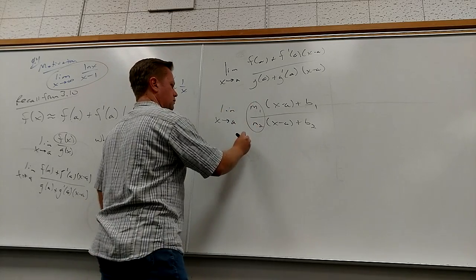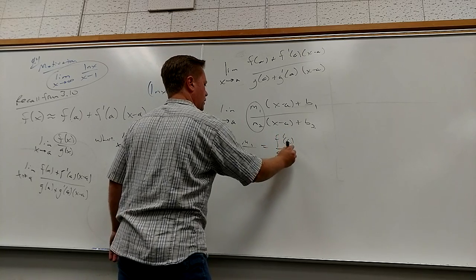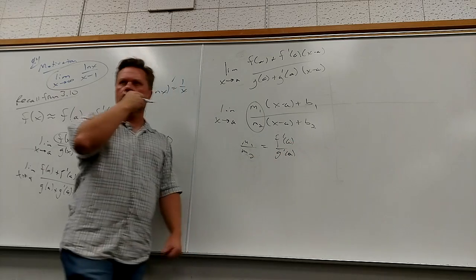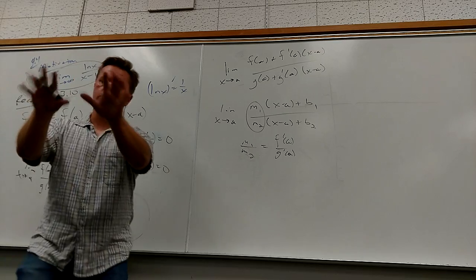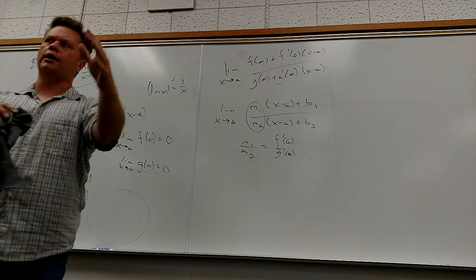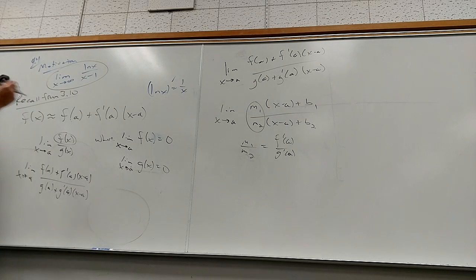Yeah, m1 over m2, which was f prime at a and g prime at a. So it's the ratio of those two. It's kind of cool. So what does that mean? This is why this works. What does that mean, nuts and bolts for me?